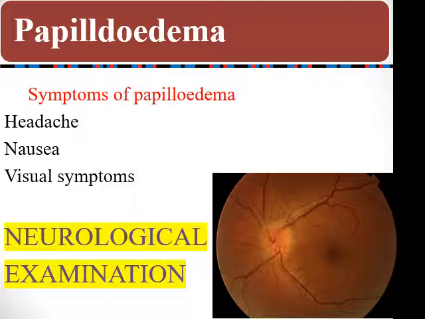In the early stages of papilledema, the patient will have no visual symptom. With the progress of the papilledema, the patient will complain of transient blurring of vision lasting for about 30 seconds, either in one or in both eyes.